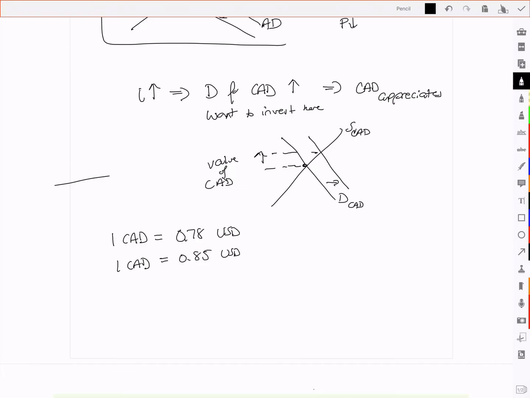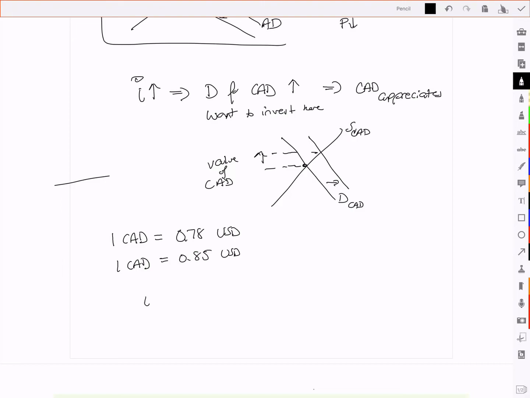We can now get more of foreign currency and foreign goods with it. When we raise our interest rates above other countries, then there's more demand for Canadian dollars. Canadian dollar strengthens.